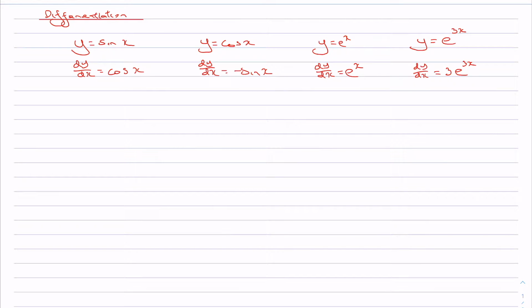Another one. How about if it's got a number inside? Well, y equals sine 5x. We know that differentiating sine x gives cos x. So here, dy over dx is going to be 5 cos 5x.